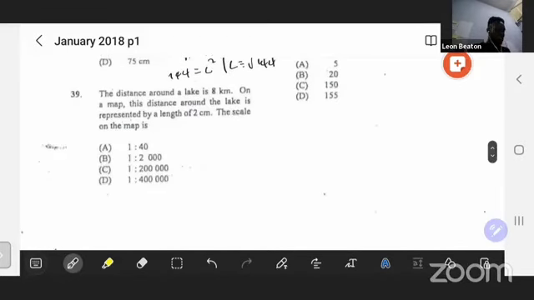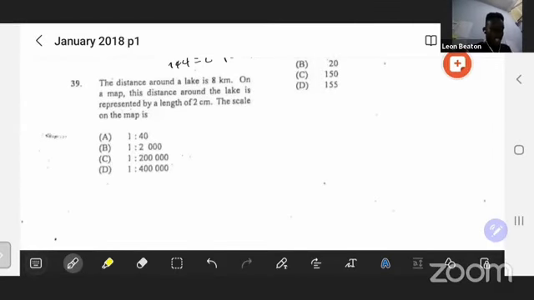So number 39 says, the distance around a lake is 8 km. On the map, this distance around the lake is represented by a length of 2 cm. The scale on the map is, so we have to find the scale on this map, and it told us that every 8 km is 2 cm on the map. So that would be 8 divided by 2, which would be 4 km. So every 1 cm on the map will represent 4 km.